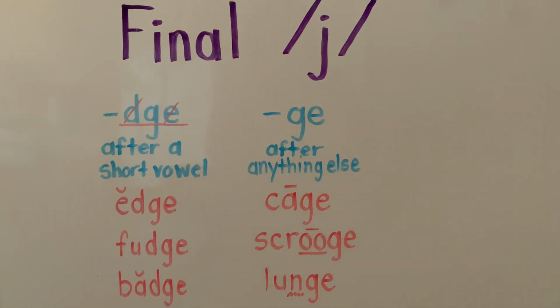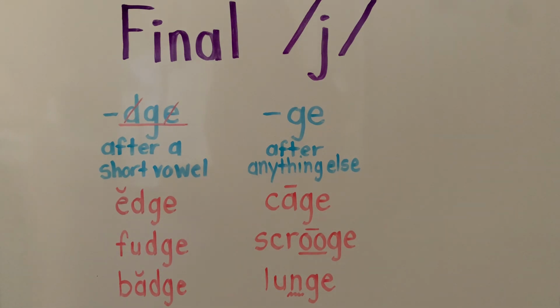Hey friends, today we are going to continue our Saxon spelling rules that we've been reviewing from this year. Today we have the final J sound rule. When you hear that J sound on the end of a word, how are you going to spell it? Because it could be two different patterns.